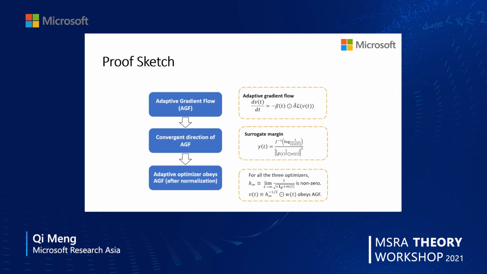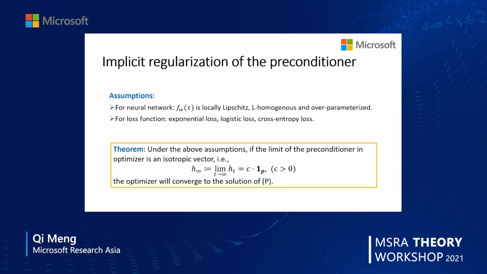we can bridge the decreasing rate of the loss function and the increasing rate of the norm of the model parameters. Finally, we study the limits of the preconditioners of all three optimizers, and we can obtain their convergent direction. With homogeneity and the margin theory, we get our final result: if the limit of the preconditioner in an optimizer is an isotropic vector, the optimizer will converge to the max margin solution.